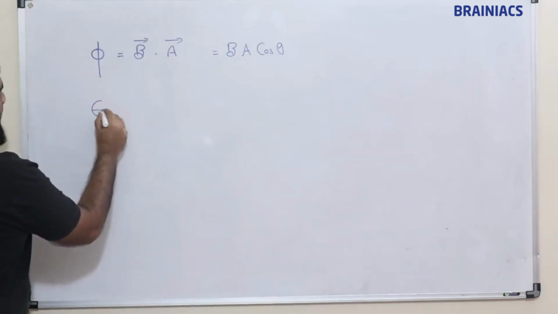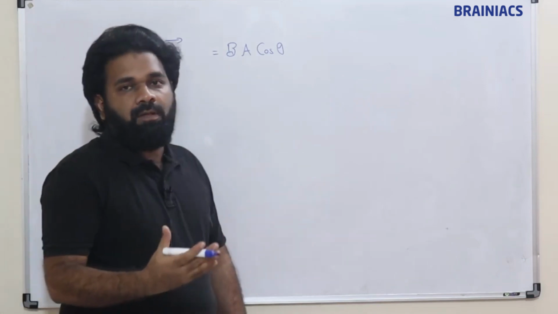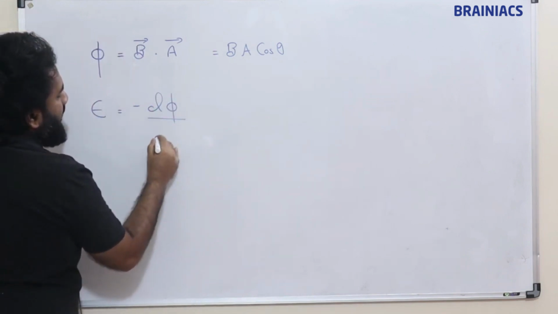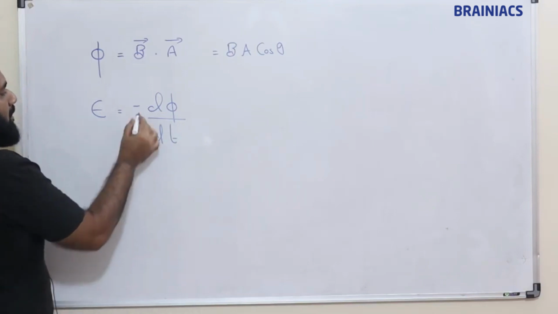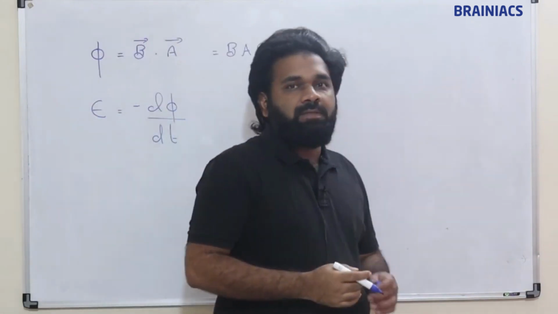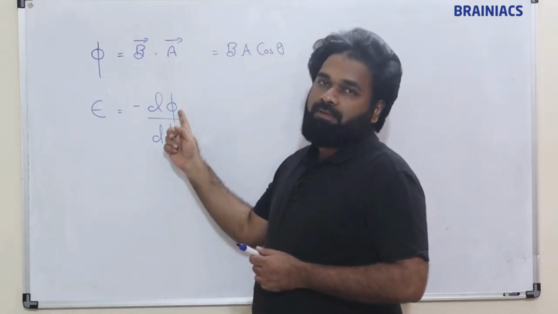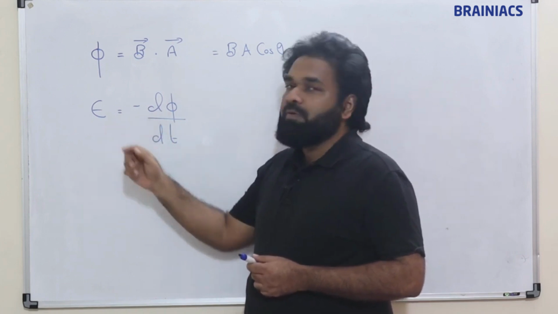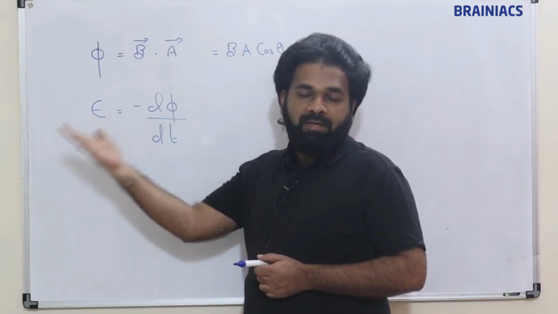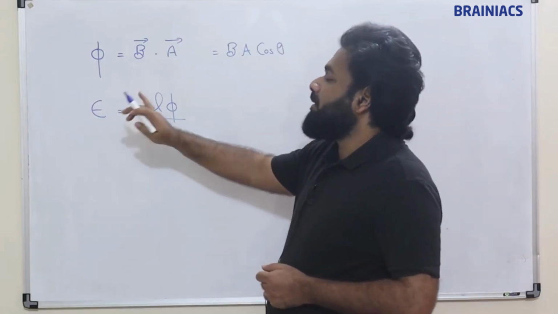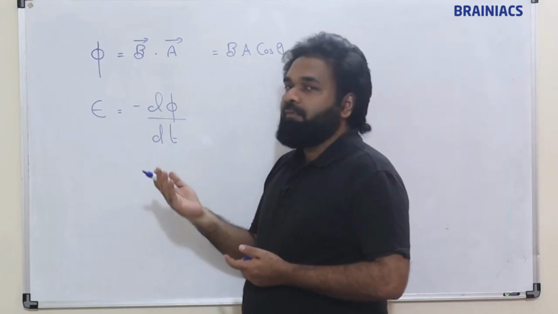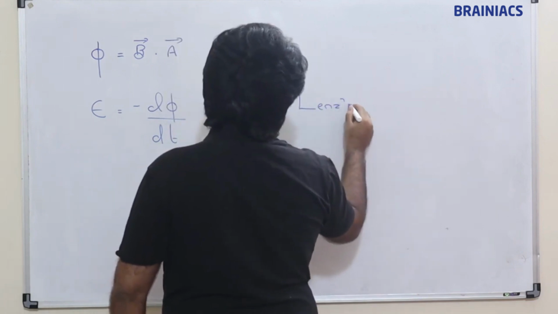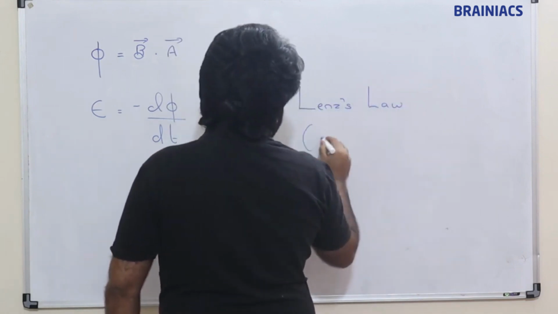Then, EMF induced in the coil is equal to what? Minus d phi by dt. So what is this negative? Negative indicates that change in flux will cause this EMF, and this negative sign indicates this induced EMF will try to oppose that change. Regarding the direction of EMF and direction of current, we have studied in Lenz's law. We have discussed the direction.